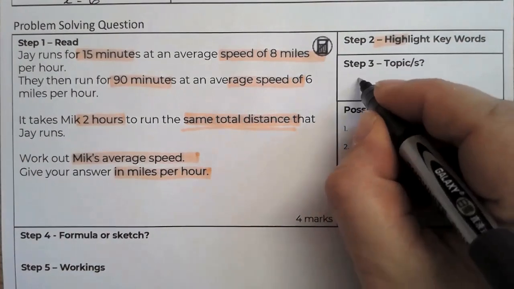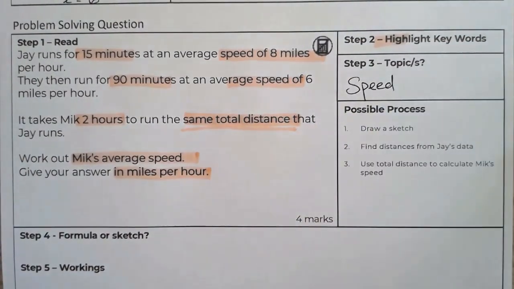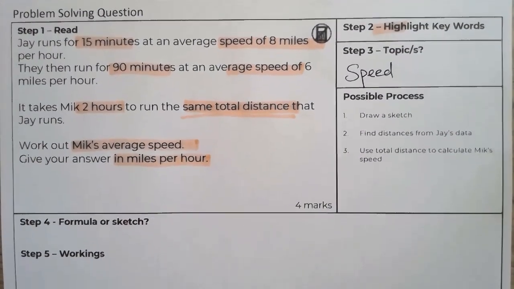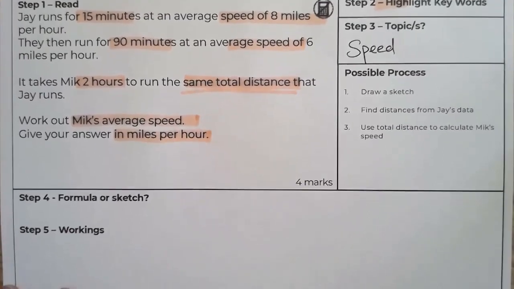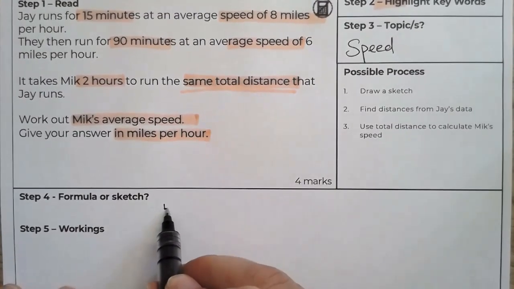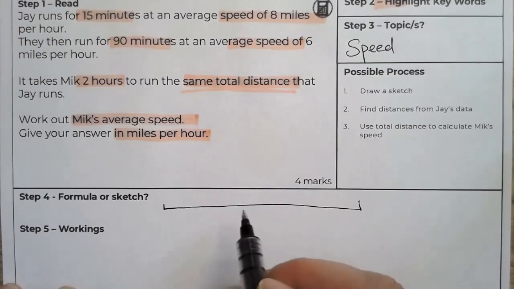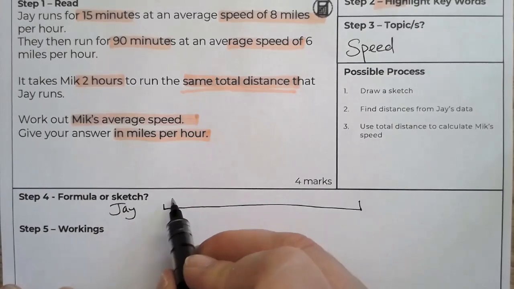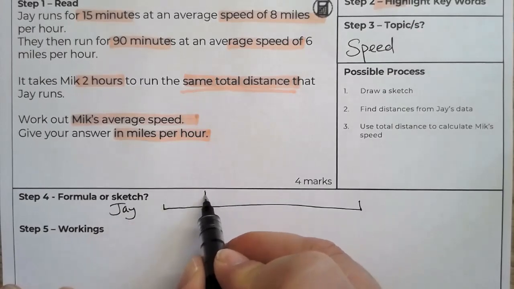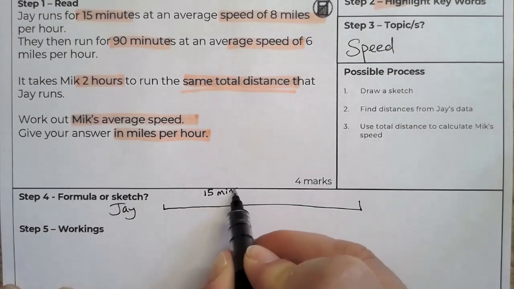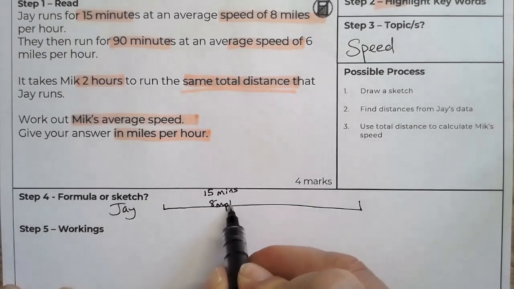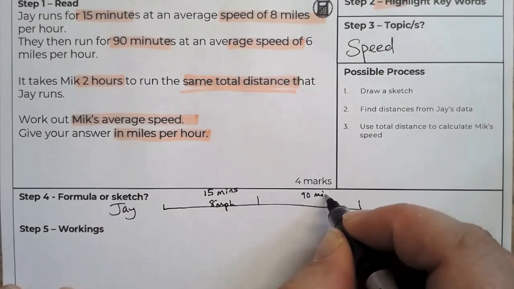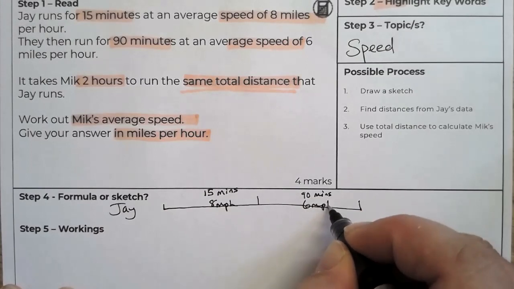The topic is speed. Here's a possible process, and that's the process I'm going to follow now. So you can start by drawing a picture to describe what's happening for J. They start here. Their first 15 minutes is at 8 miles per hour. Their second 15 minutes, 90 minutes, is at 6 miles per hour.